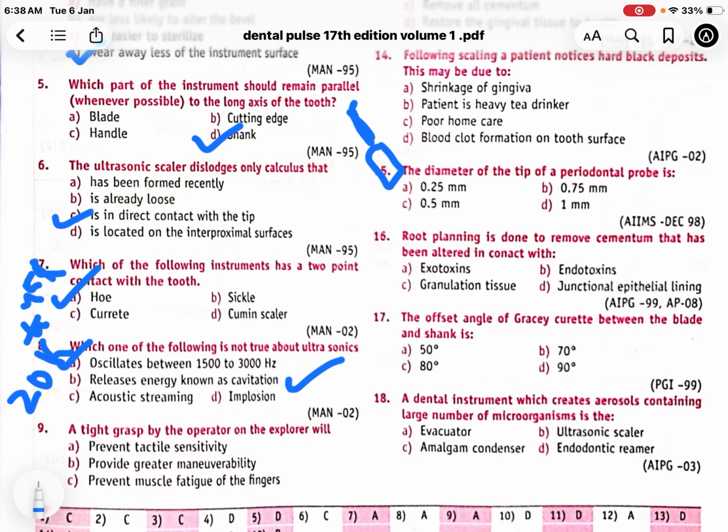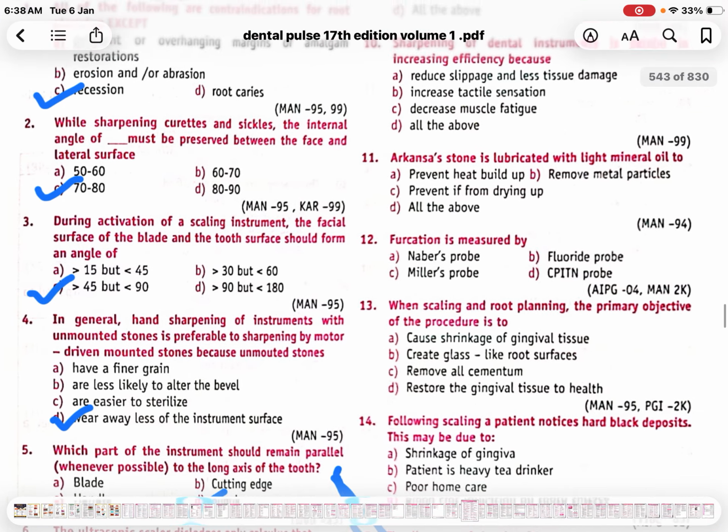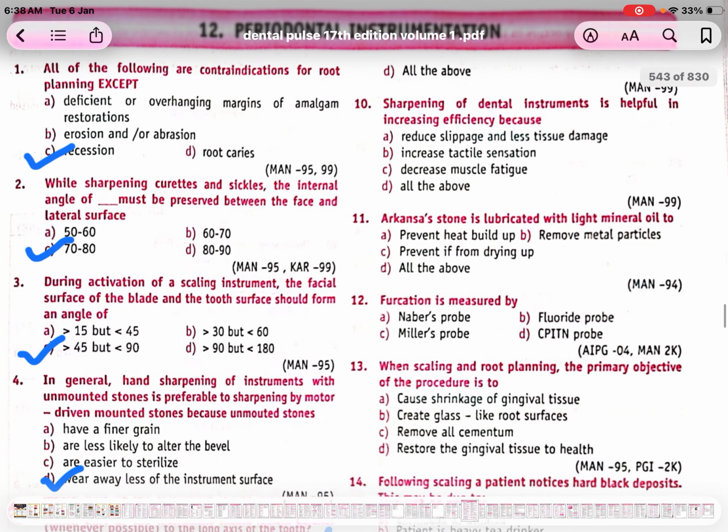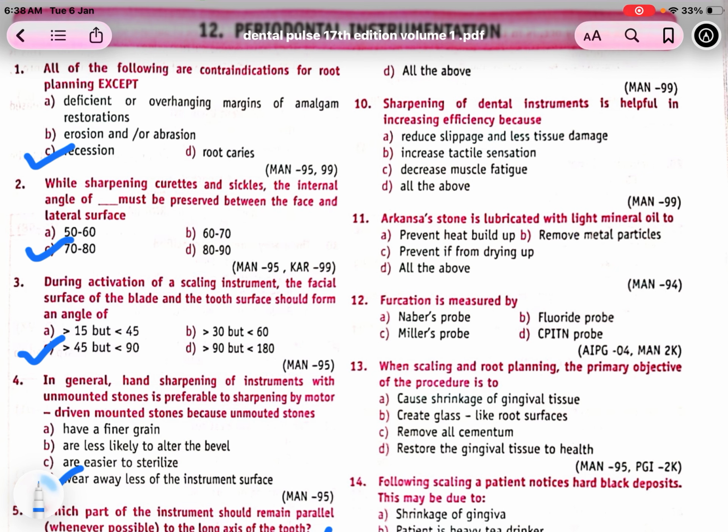Question number 9, a tight grasp by the operator on the explorer will, if you put a tight grasp, what will happen? It will prevent the tactile sensitivity. You will not be able to feel it. Next, sharpening of the dental instrument is helpful in increasing the efficiency because it will reduce the slippage and tissue damage, increase the tactile sensation, and decrease the muscle fatigue. So all of the above.